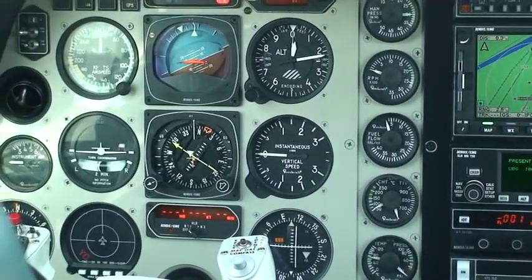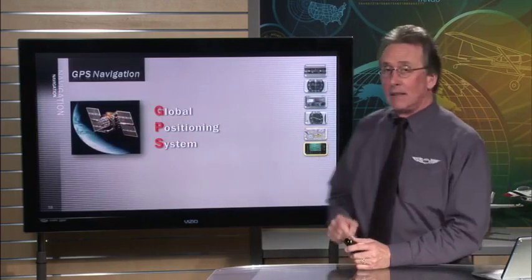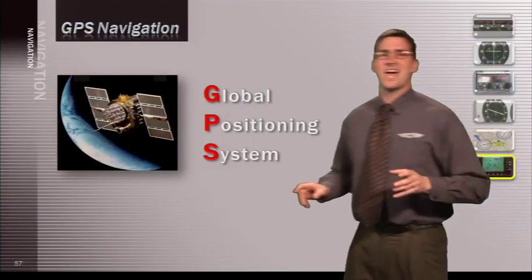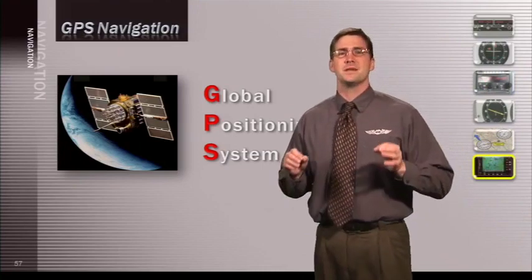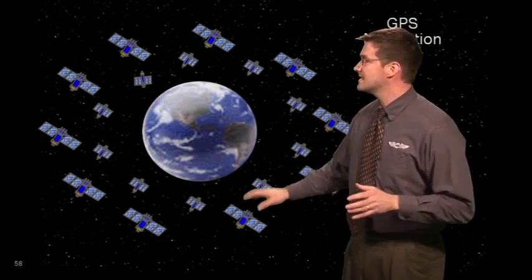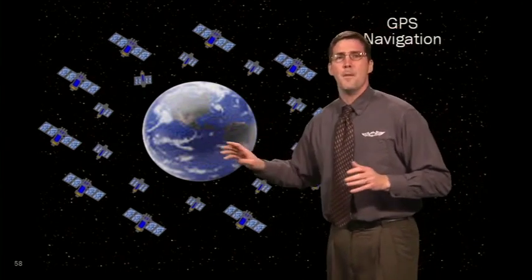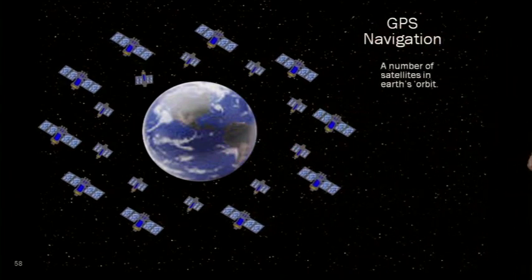Now, GPS uses a constellation of 24 satellites that are orbiting in space. Let's go back to the classroom right now. These satellites broadcast a signal. Each satellite transmits a position signal. A GPS receiver located in your airplane computes the aircraft position based on these signals. A minimum of 3 satellites are required for lateral navigation.